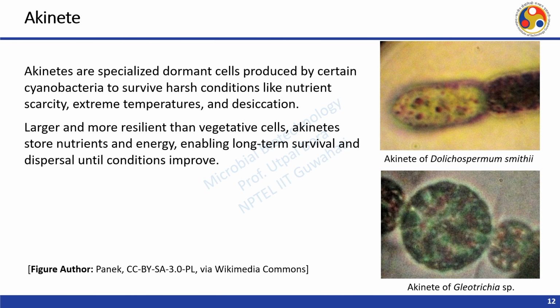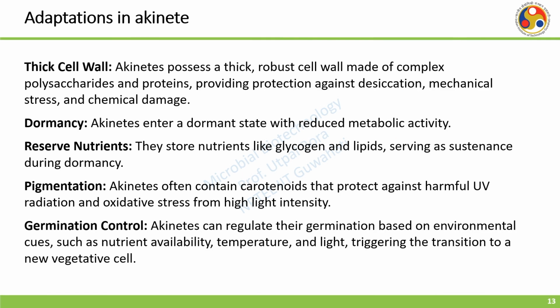Akinetes. Akinetes are specialized dormant cells produced by certain cyanobacteria to survive harsh conditions like nutrient scarcity, extreme temperatures, and desiccation. You can see here the akinete of Dolichospermum and the akinete of Gloeotrichia in the bottom picture. Larger and more resilient than vegetative cells, these akinetes store nutrients and energy, enabling long term survival and dispersal until conditions improve. What are the adaptations in akinetes?